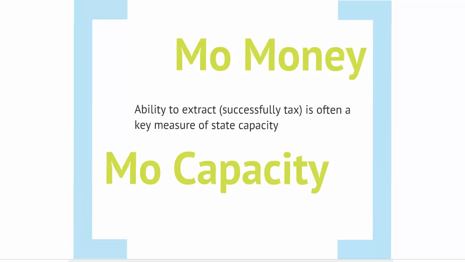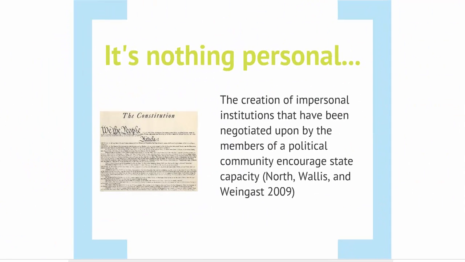But how do states get to the point that they can extract? How do they get that legitimacy? One explanation is that it is all about the creation of impersonal institutions, so weeding out corruption and creating that rational legal bureaucracy that works based on rules and non-partial norms instead of actually favoring some over others. When you feel like there's blatant favoritism, nepotism, and corruption going on, you're not going to send your money in.